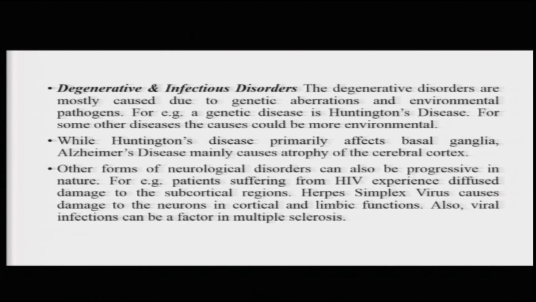For example, patients who suffer from AIDS, or the human immunodeficiency virus, sometimes experience diffuse damage to the subcortical regions of the brain. Similarly, people suffering with the herpes simplex virus also experience damage to the cortical and the limbic functions of the brain. Sometimes even viral infections can be one of the factors in multiple sclerosis developing. So some of these infectious disorders, and some of these degenerative disorders like Huntington's and Alzheimer's, can disrupt normal brain functioning to a great extent.